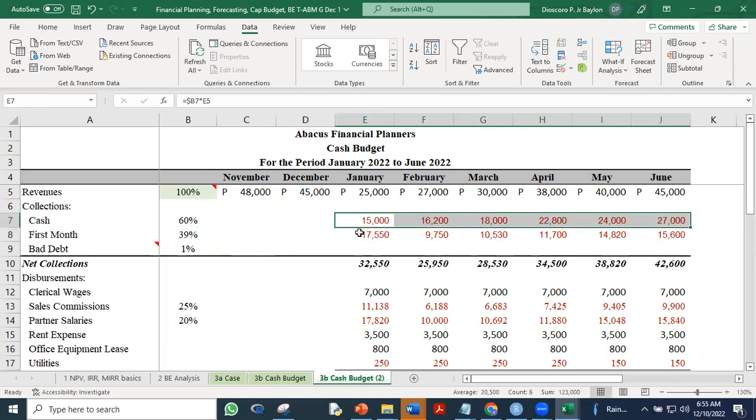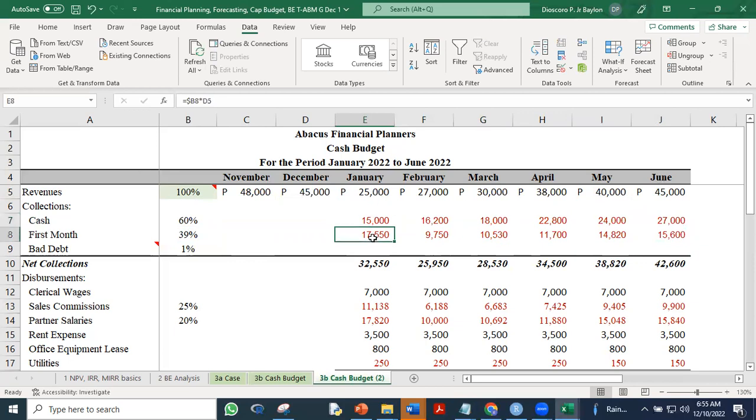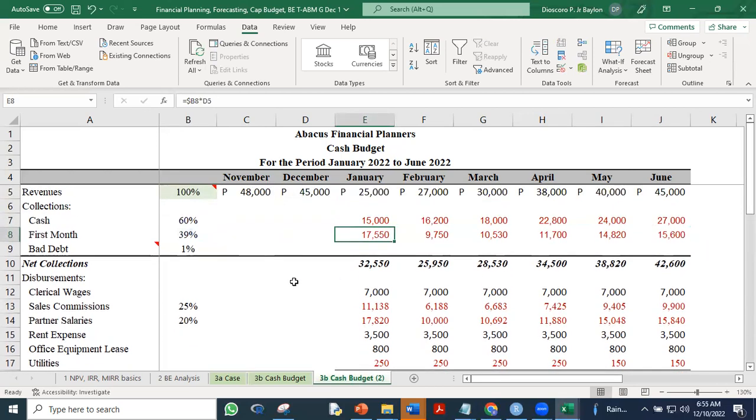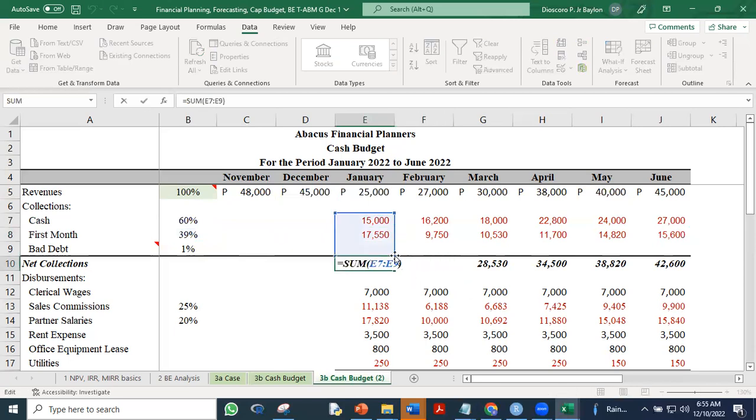So for January, collection of the sales in January and collection of the sales made in December, 1 month before. So we can now add the collections on that month and on the previous month, and we now have our net collections.